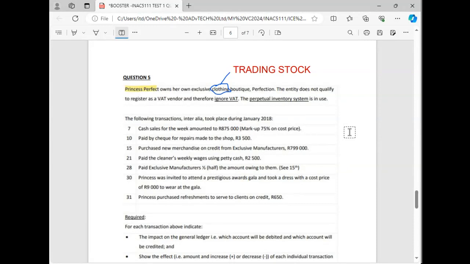Yes, sorry, I'm back. Now, you need to be careful. Just check what is the main aim of the business, otherwise you're going to make a mistake. And immediately you must check that you are using perpetual inventory system. This is very important, guys. I think you know the importance of this. You know better.